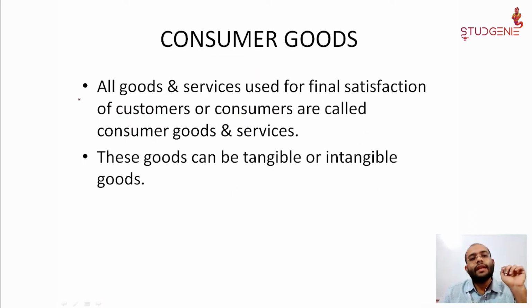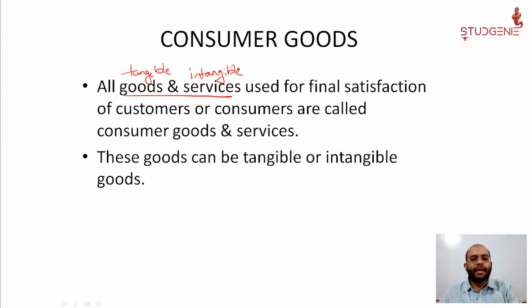Consumer goods, the definition stands at all goods and services. Goods are tangible in nature and services are intangible in nature. The food which you are eating is tangible in nature. The behavior or the manner of the waiter that impressed you, it is intangible in nature. That is, it can only be felt. It cannot be touched. The good can be touched, tangible.